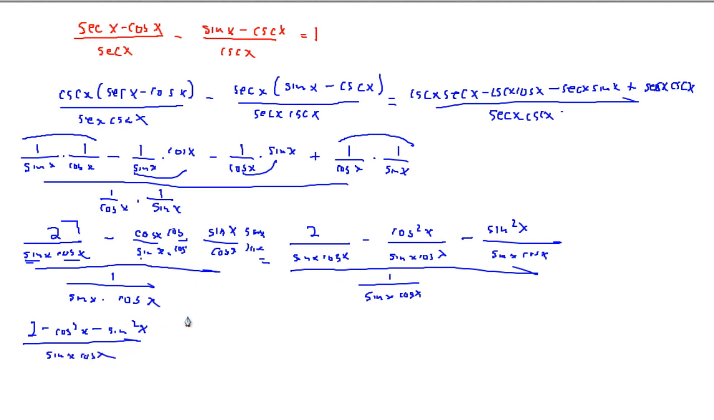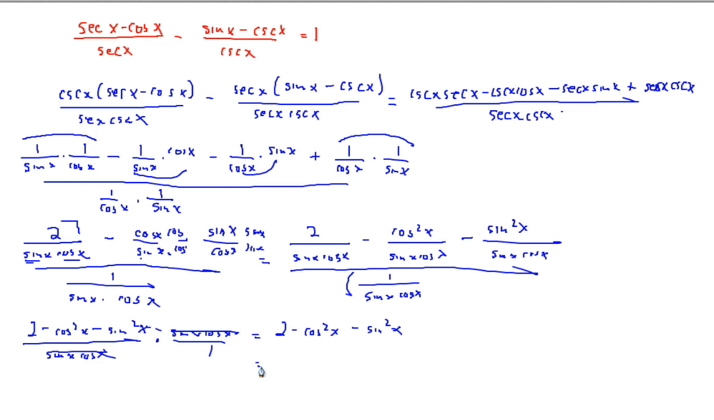And what I'm going to do is this was in division form, so I'm going to convert to multiplication form. We multiply by the reciprocal of the denominator, which would be sin of x cos of x over 1. And as you can see right away, the sin of x and cos of x will cancel out to give us 2 minus cos squared of x minus sin squared of x.